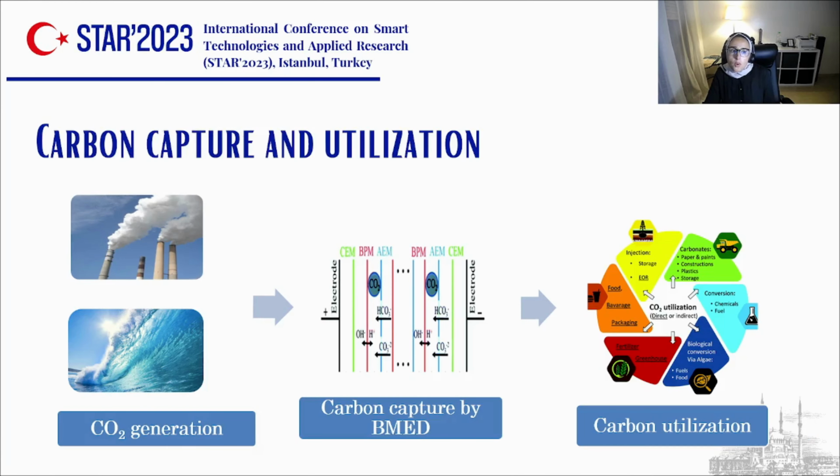The second example is carbon capture and utilization, which is also important for sustainable processes. Carbon dioxide is generated from industries but also from oceans, which store 120 times as much carbon as the atmosphere. Carbon capture consists of the capture of carbon dioxide emissions before they are released into the atmosphere. Finally, we have carbon utilization, that is the conversion of carbon dioxide into high added-value products, whether directly or indirectly, such as fuels, chemicals, but also biological conversion.